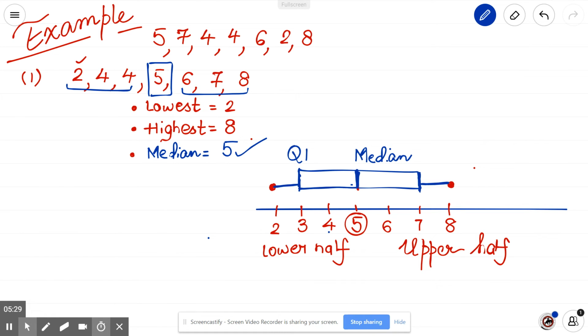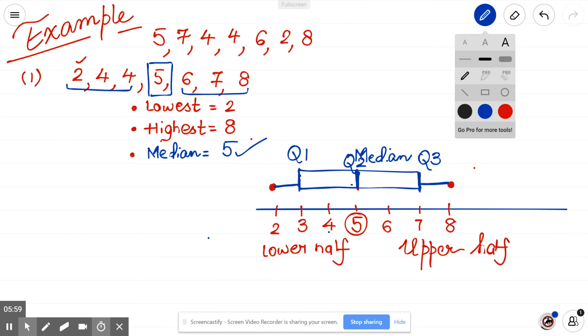1, 2, 3, 4. So each part is about 25%, and I can look at the data and understand from which value to which value my data is being spread out. Quartile 1 is 3, and now my quartile 2 is going to be the actual median, that is 5, and my quartile 3 is going to be 7.